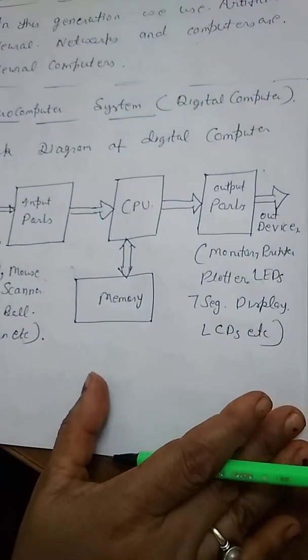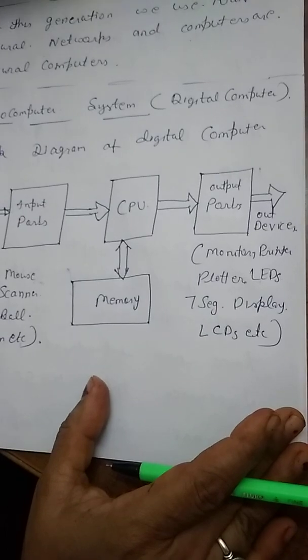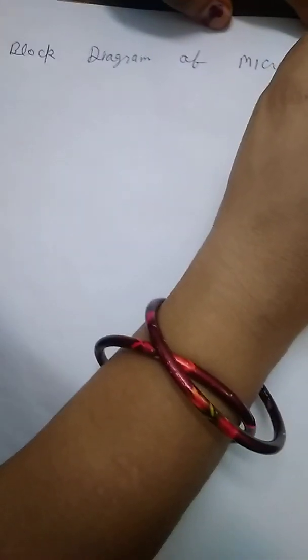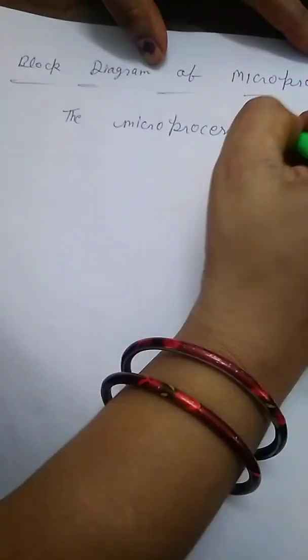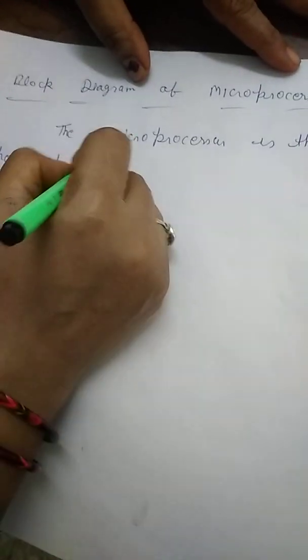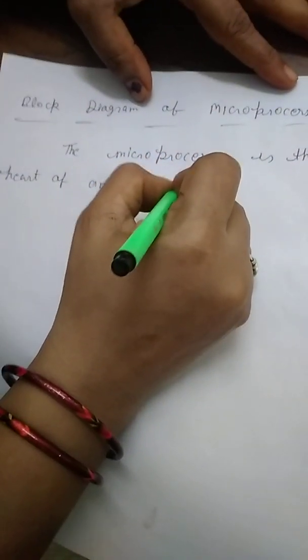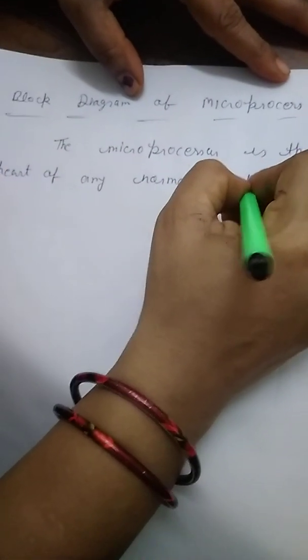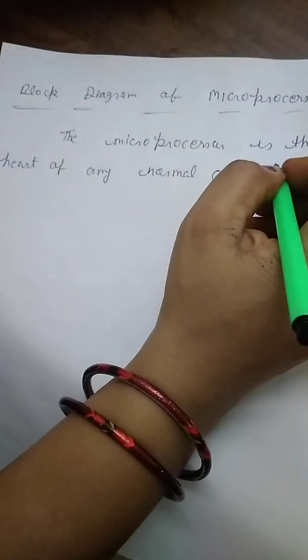Okay, this is the block diagram of the microprocessor. What is a microprocessor? The microprocessor is the heart of any normal computer. Okay, now what is the block diagram?